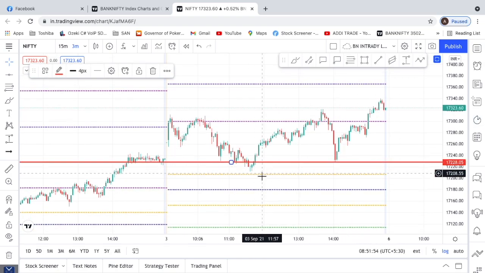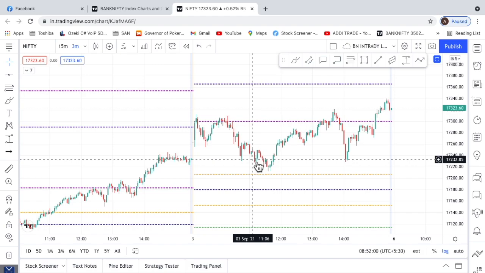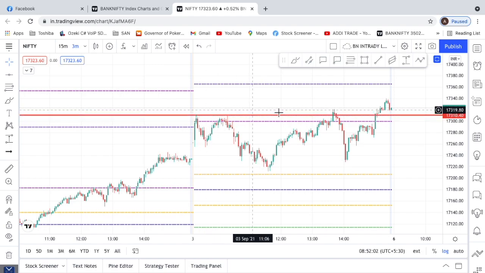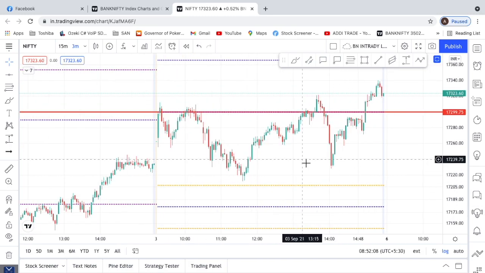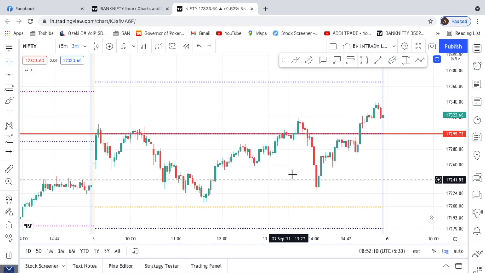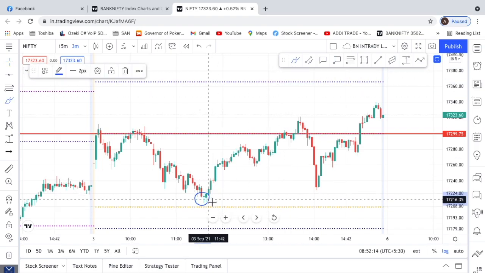Just book profits and trail stop loss so that we don't lose much of our profits as well. Now just assume that we missed all this down trade. I didn't take it. My view was bullish, so I was waiting for a signal to buy. Now just assume I entered long here. I bought options or futures.